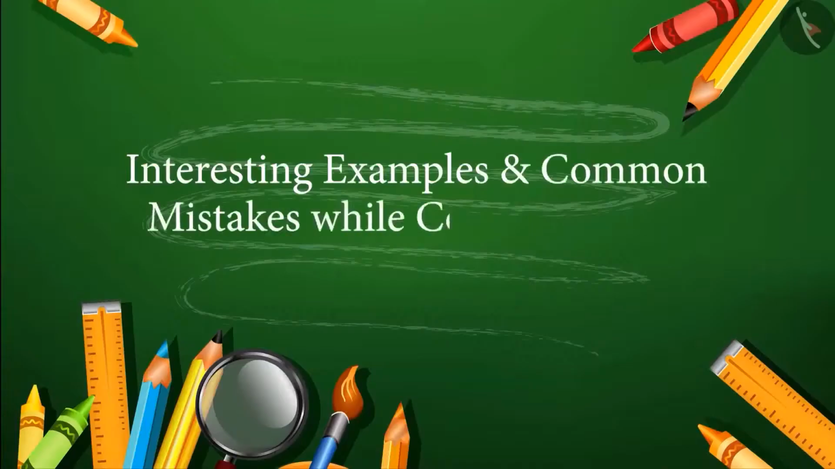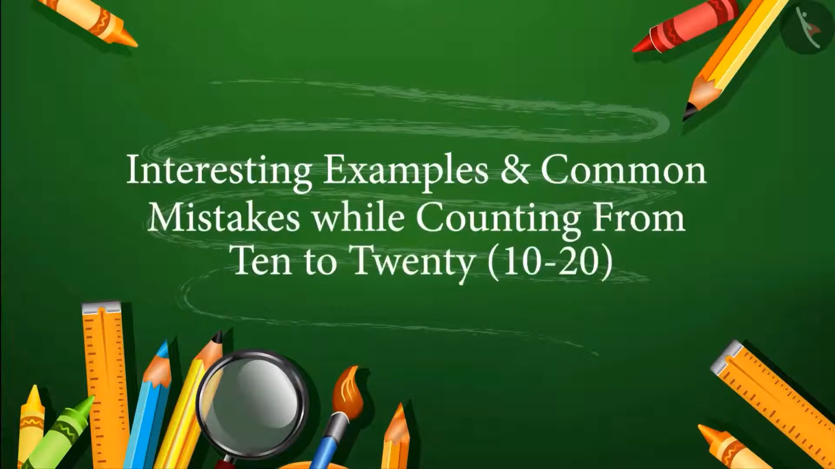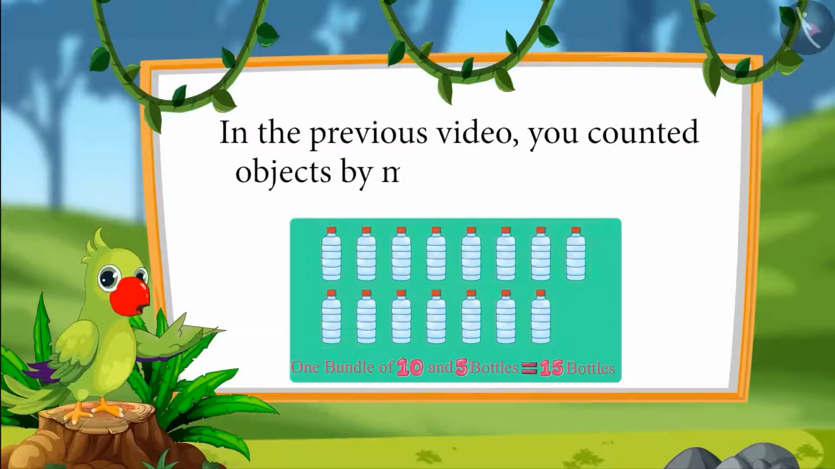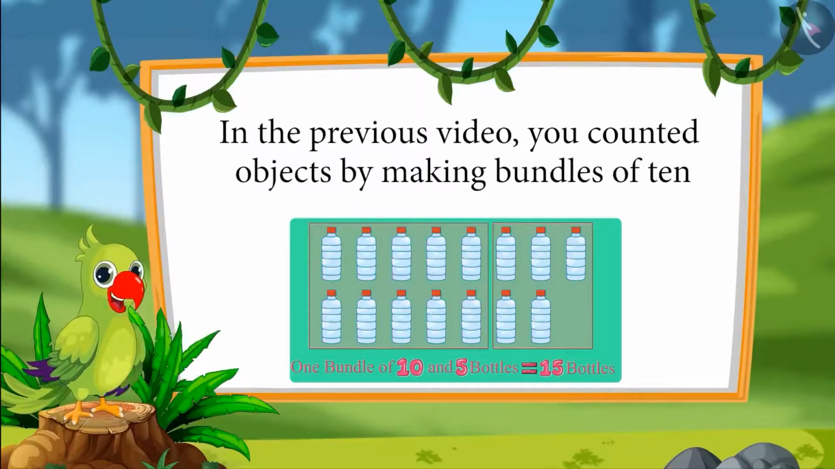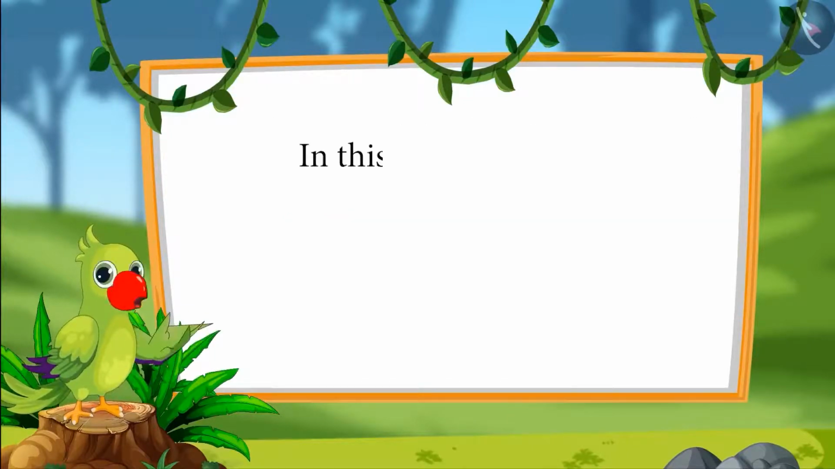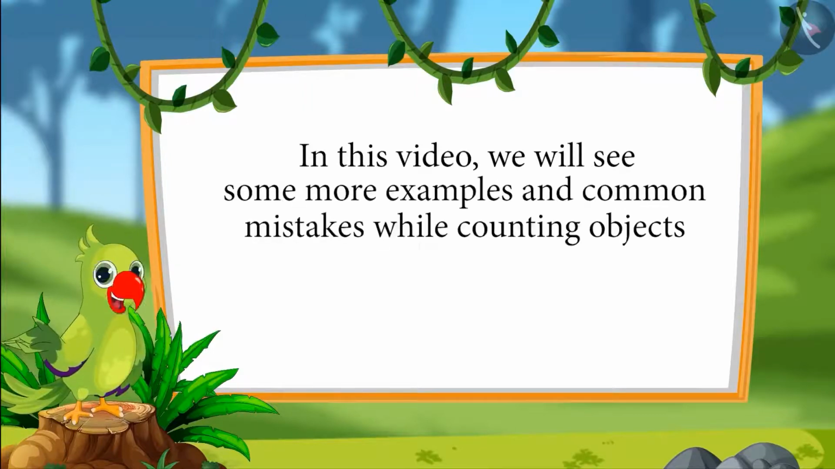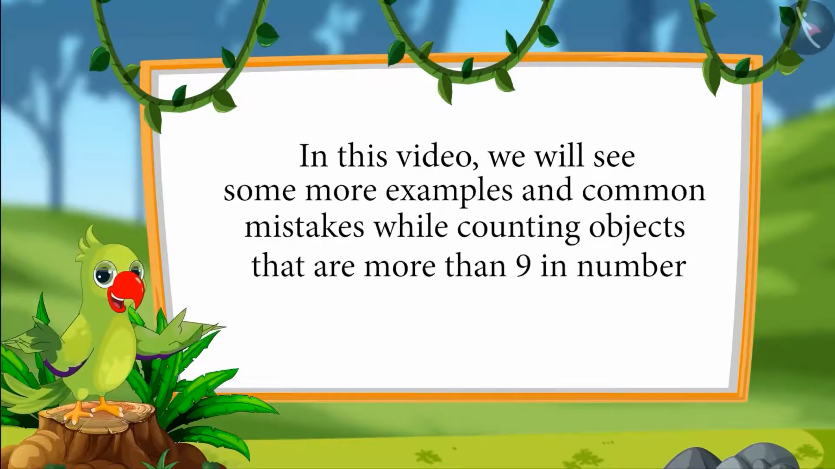Interesting examples and common mistakes while counting from 10 to 20. So children, in the previous video you counted objects by making bundles of 10. In this video we will see some more examples and some common mistakes that should be avoided while counting objects that are more than 9 in number.